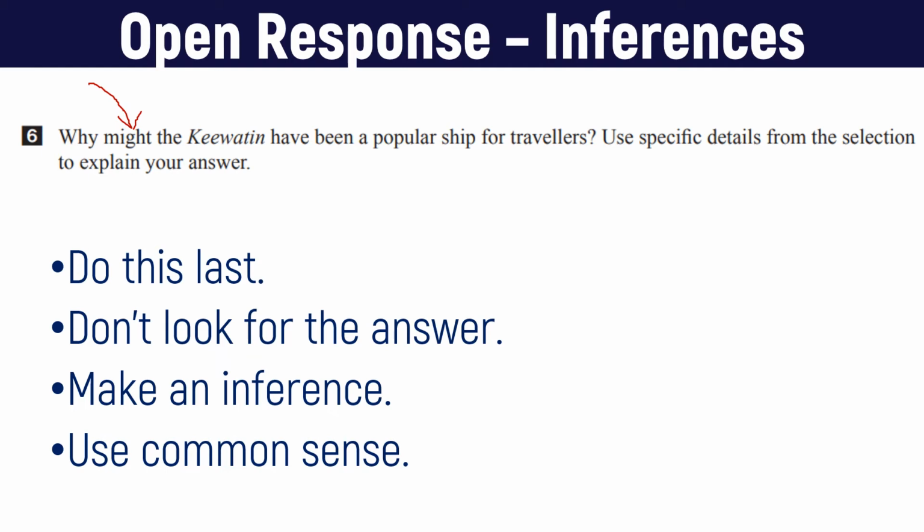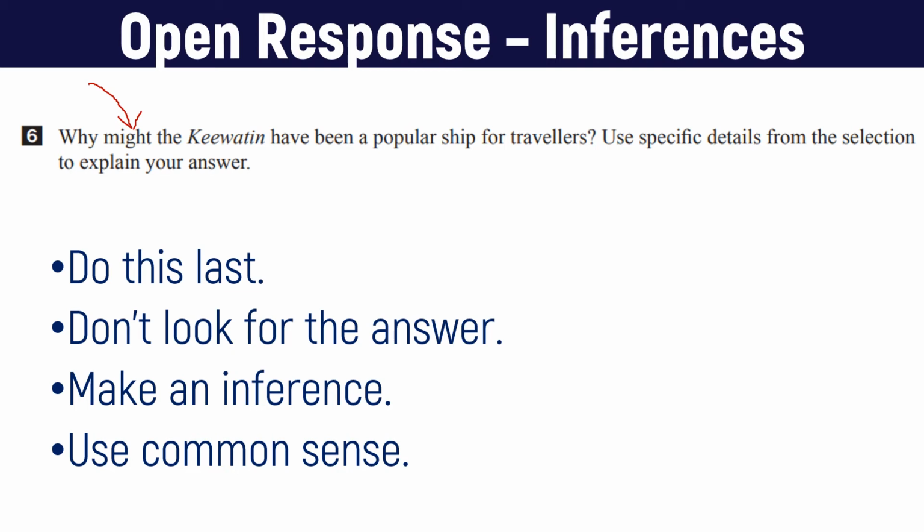Use specific details from the selection to explain your answer. So it's always an inference, meaning the word "might" means, well, it didn't say exactly why it's a popular ship. You have to take the information and make a guess. So maybe it was very big, and you can say, well, it's very big and travelers like big ships. Or maybe you can say, oh, I don't know, it goes to beautiful locations, and you can say, well, travelers like to go to beautiful locations.